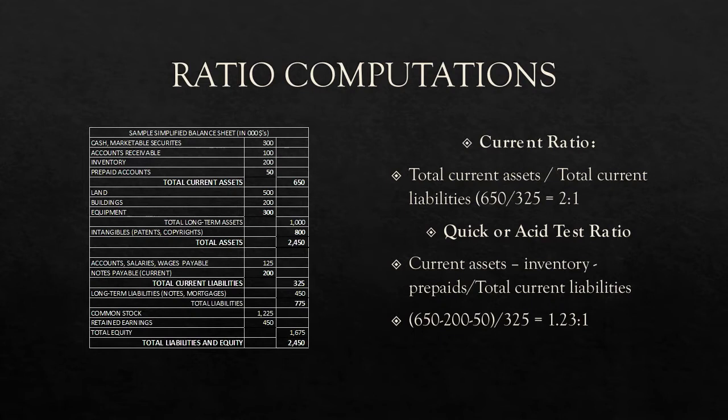In terms of the acid test ratio, or the quick ratio, what we're going to do is start with current assets, remove the inventory and the prepaids, and then divide that by total current liabilities. In the example shown here, we've taken the $650,000 worth of total current assets, subtracted 200,000 for inventory and 50,000 for prepaids to get the ratio of 1.23 to 1. And that's the way that we always describe these, 1 point something or 2 point something or whatever to 1.